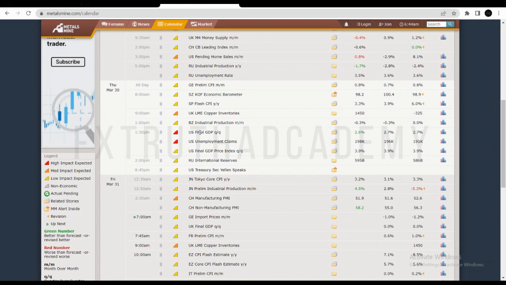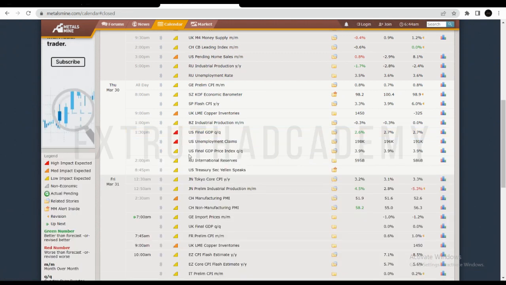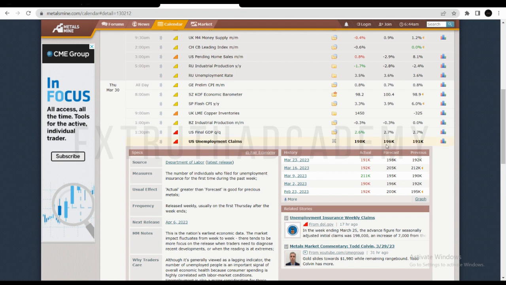This is the news. The US final GDP and US unemployment claims, and the news says actual less than forecast is good for precious metal. And what happened? Sorry, this is the forecast right here, and this is the actual. You can see when the actual came out, it was less than the forecast. So that was a very good fundamental backing on that particular trade.